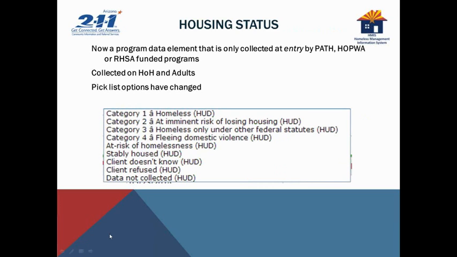Okay, housing status. Housing status used to be a universal data element that everyone answered, but that has changed. It is now a program data element that is only collected at entry, and it's only collected by PATH, HOPWA, or RHSA funded programs. RHSA is a rural program. So for those 3 types of projects, you would collect this data on the head of household and any other adult. And the pick list options have changed along with the definitions of them. And so if you are one of those projects above, then please contact the help desk for some additional training from us on how to answer this question now.